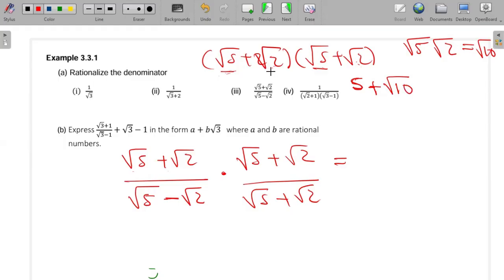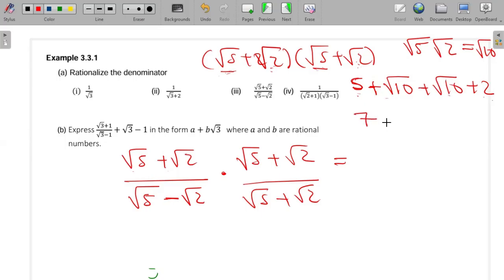Then next you have what? Square root of 2 multiplied by square root of 5. It's the same thing and gives us what? Square root of 10. So we write this here as square root of 10. Then you have this square root of 2 multiplied by square root of 2 just gives you 2, like that. Then the 5 and the 2 gives you 7.